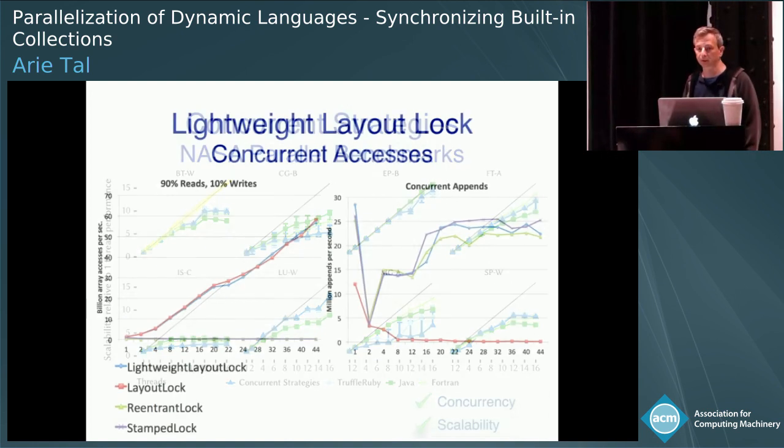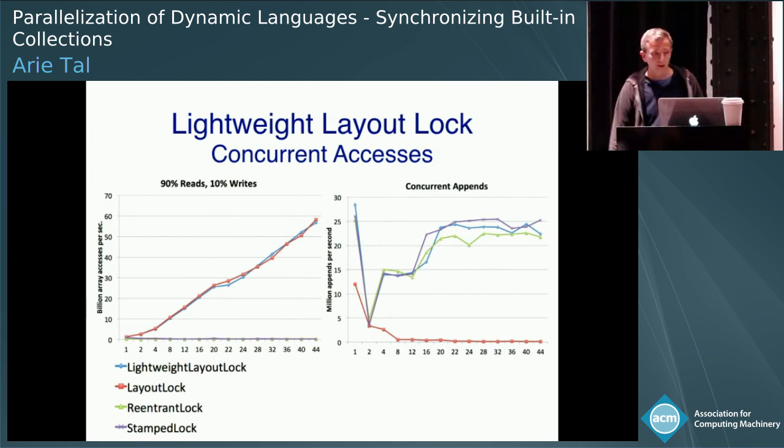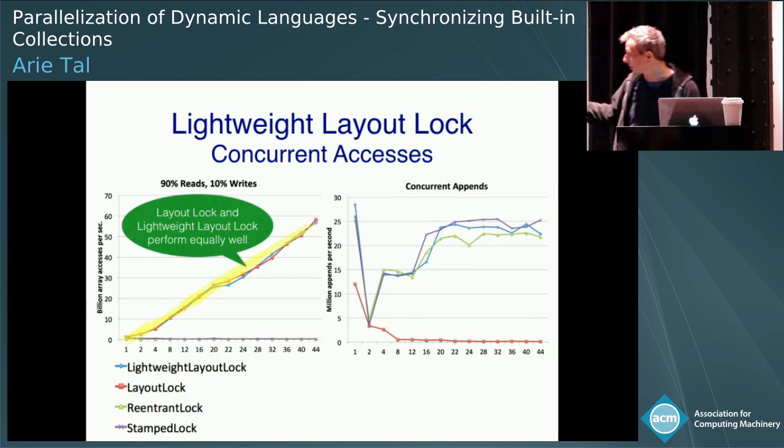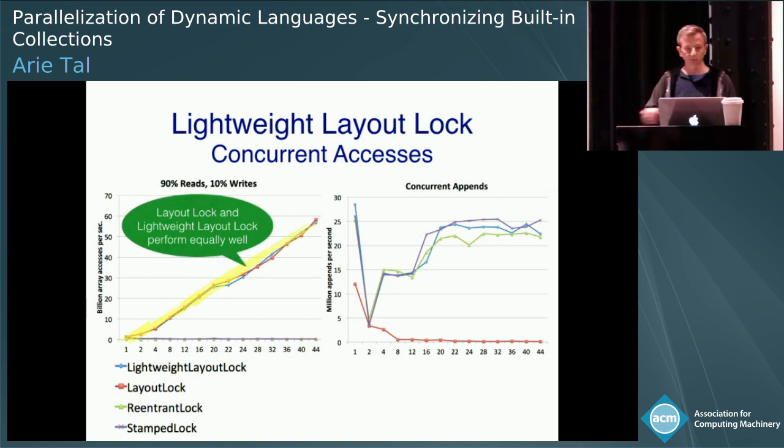About our choice of the lightweight layout lock, we did try other locks. We measured with the original layout lock. We measured with reentrant lock and stamped lock. And what we noticed is that the layout lock and the lightweight layout lock perform similarly when there are read and write accesses, because there's no contention between those thread states and they can do whatever they do. On the other hand, stamped lock and reentrant lock have this tendency to contend on a shared variable, and that's why they don't scale. They're sort of on the bottom there.